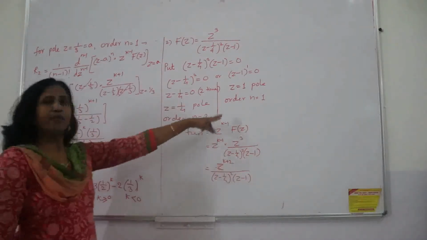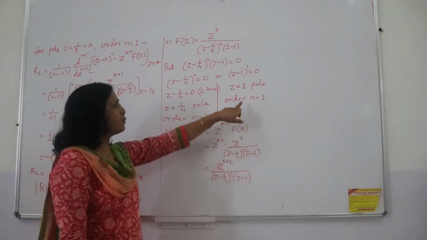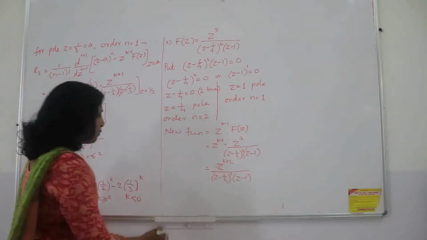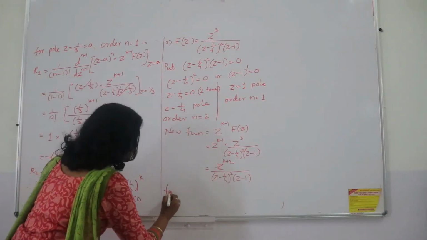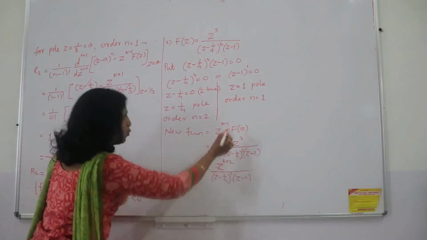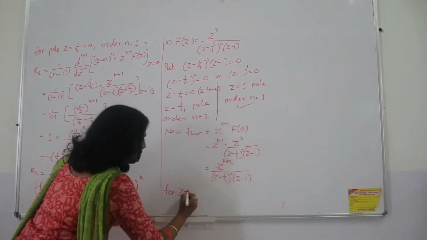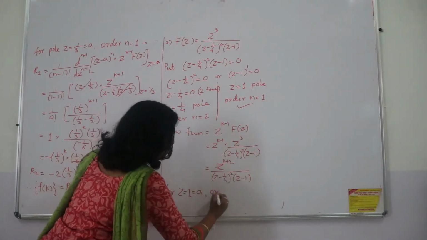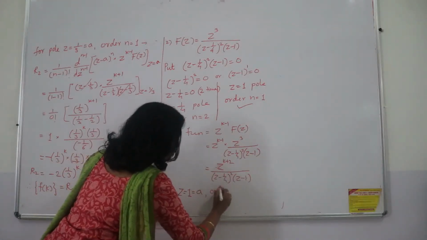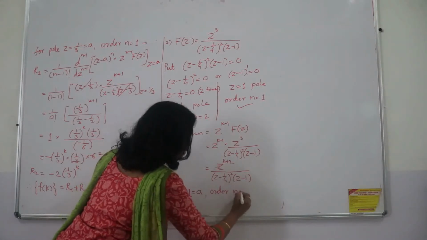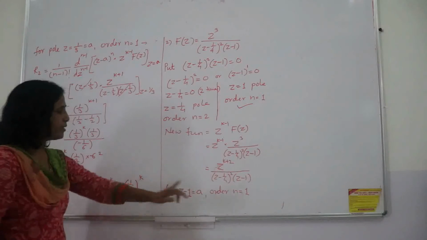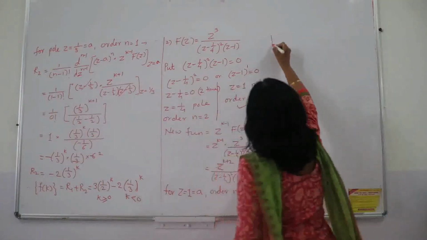Now, always when you are calculating residues, always work with order 1 first, because the residue is easy. You don't have any derivative. So I will start calculating here only, for z is equal to 1. So I will work out this first, z is equal to 1. This is our A. For this pole, the order n is equal to how much? You have 1. So this is the pole z is equal to 1.